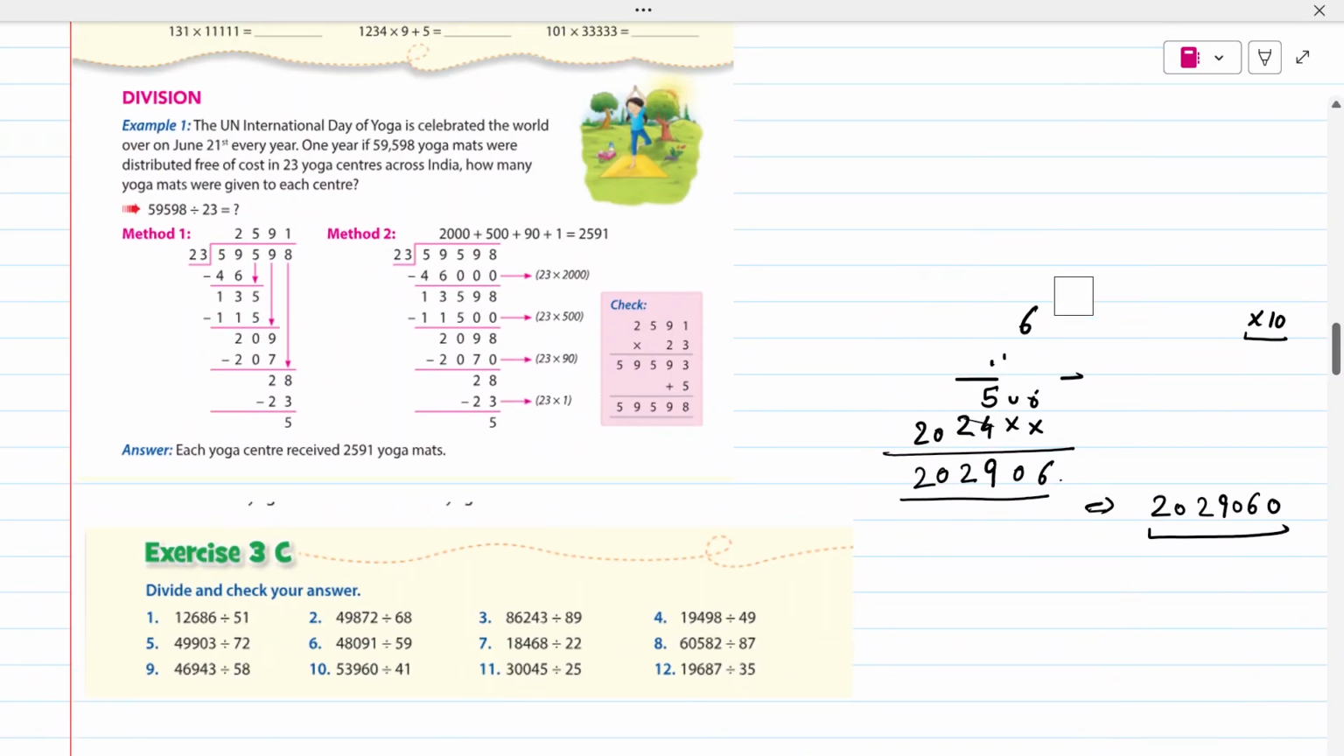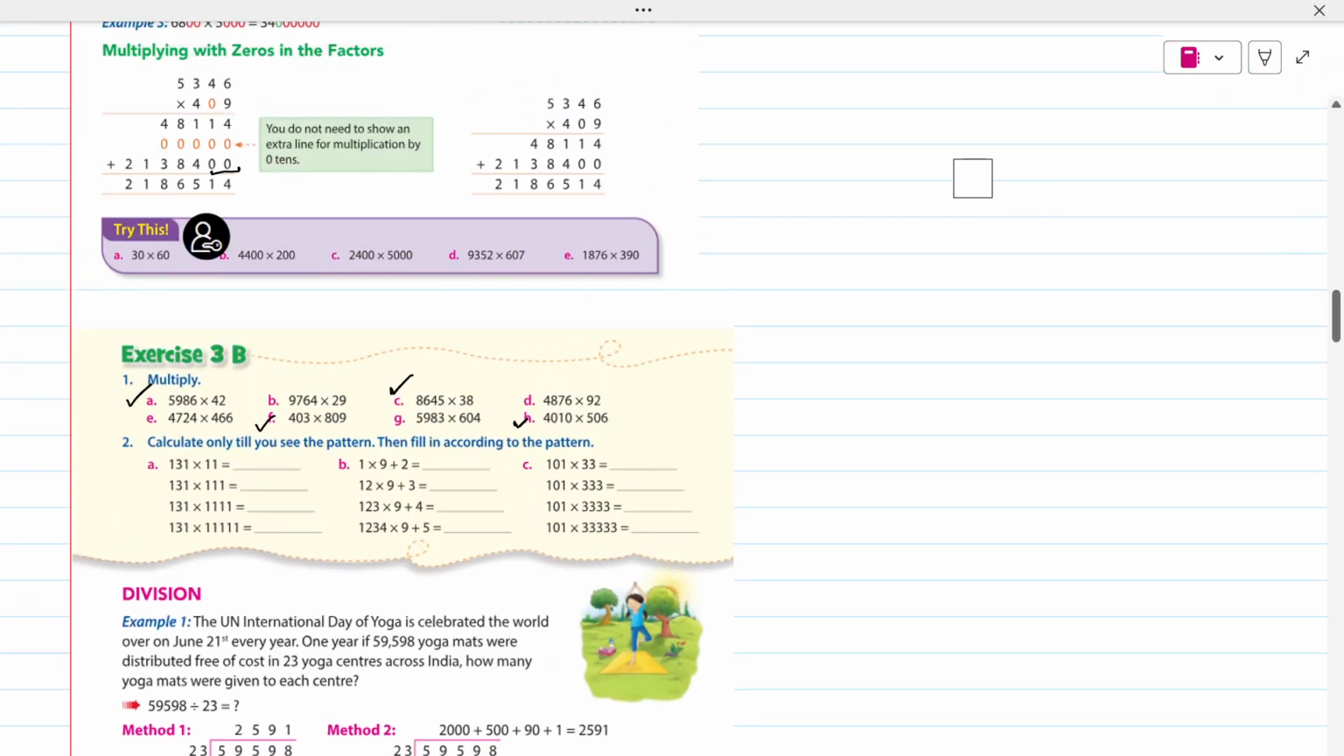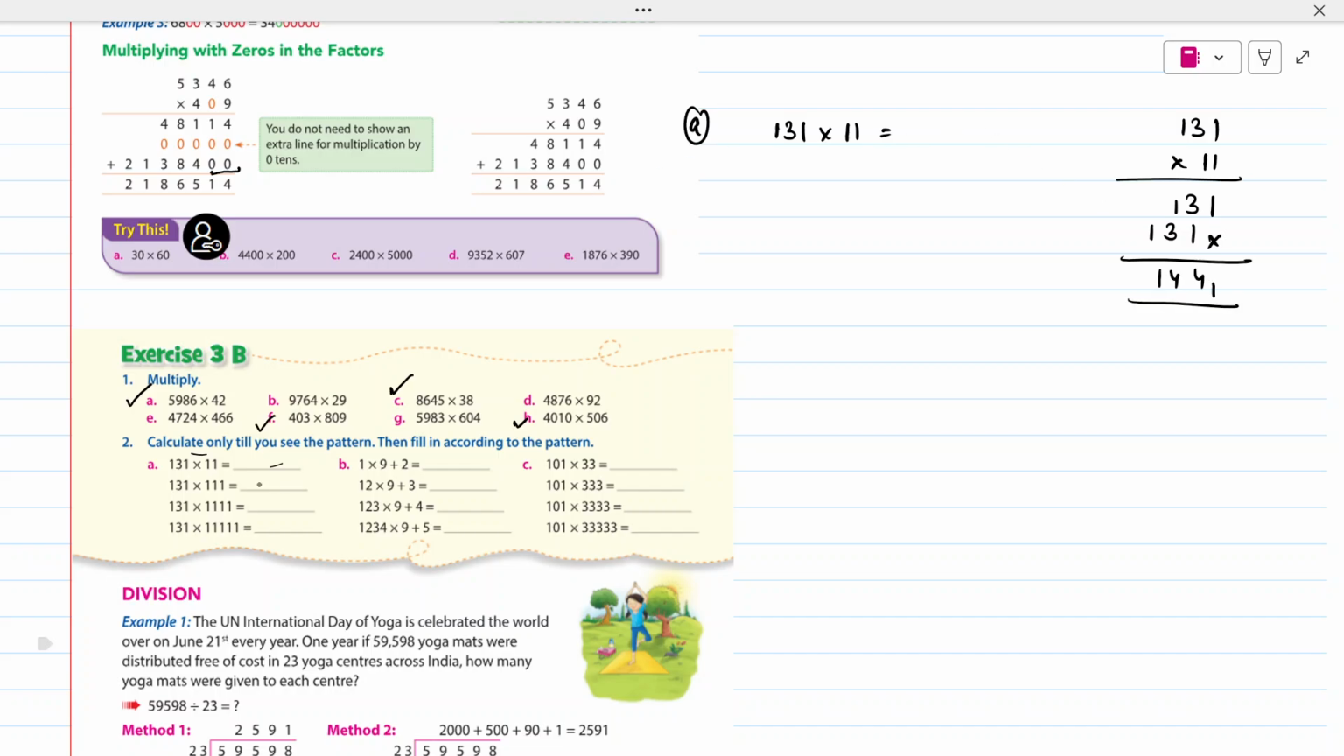Now let us go to the second question of this exercise. So what is written here is, calculate only till you see a pattern. So let us calculate and let us see if we see any pattern here. So first A part I am doing. I am multiplying 131 with 11. So 131 multiplied by 11 will be 131 with this one, and for this one across first again 131. So we'll have 1441.